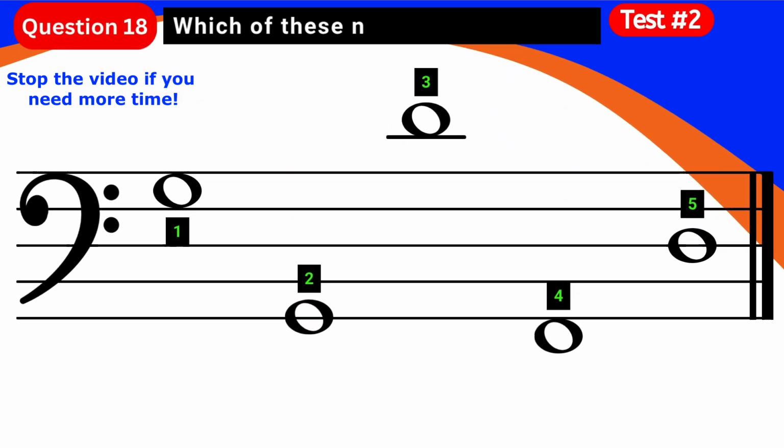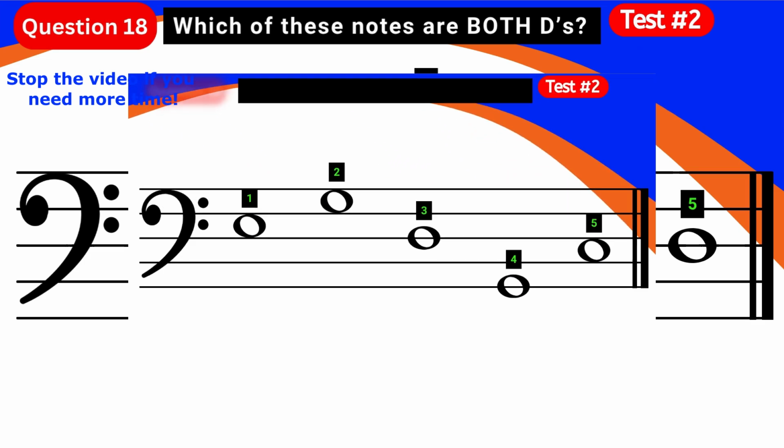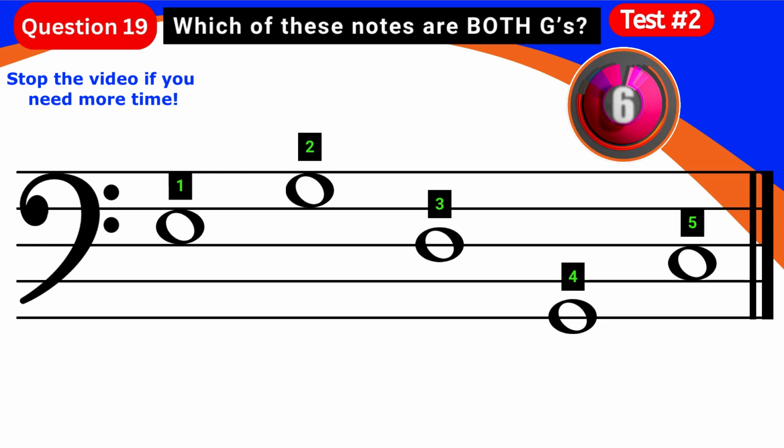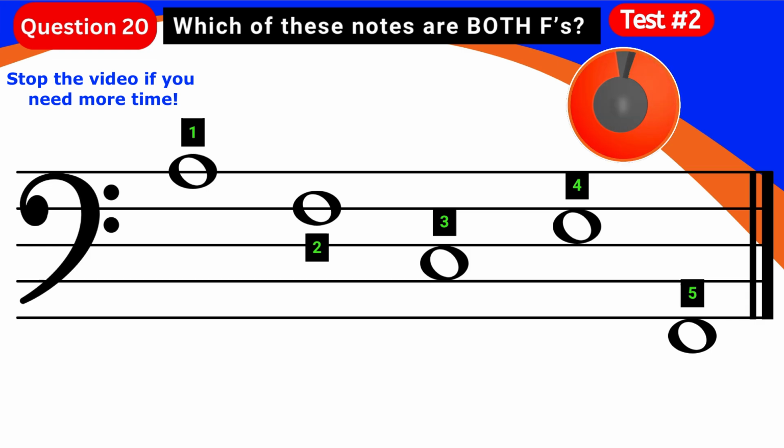Question 18. Which of the notes below are both D's? Number 1, 2, 3, 4, or 5? Question 19. Which of these notes are both G's? Number 1, 2, 3, 4, or 5? Question 20. Which of the notes below are both F's? Number 1, 2, 3, 4, or 5?